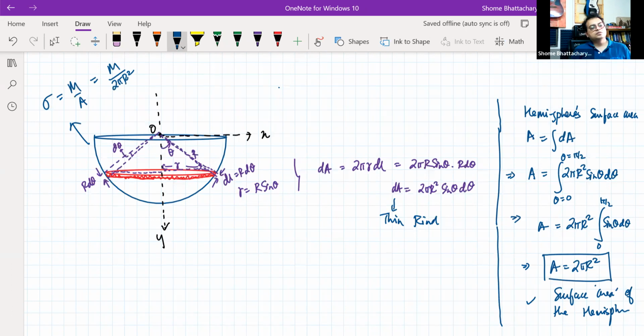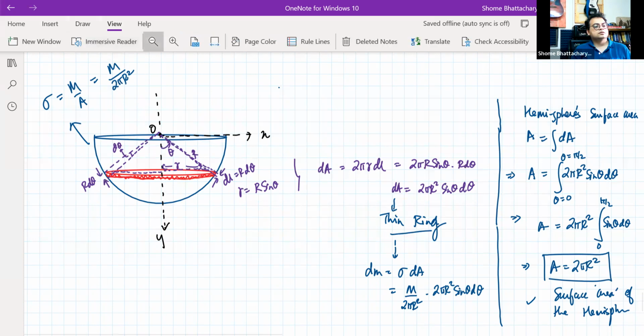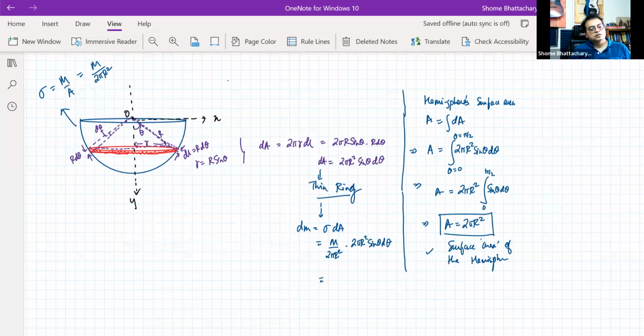So once I know sigma, I also know that the thin ring has a mass dm of sigma into dA. Sigma is m upon 2 pi r square, and dA is 2 pi r square sine theta d theta. So I can see now that this is m into sine theta d theta. This is the dm.